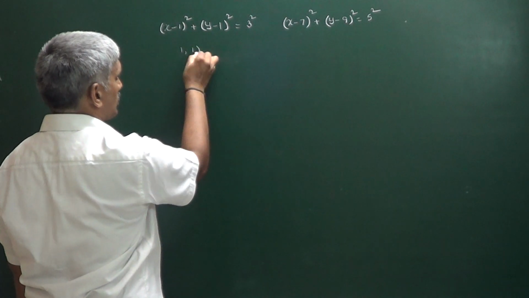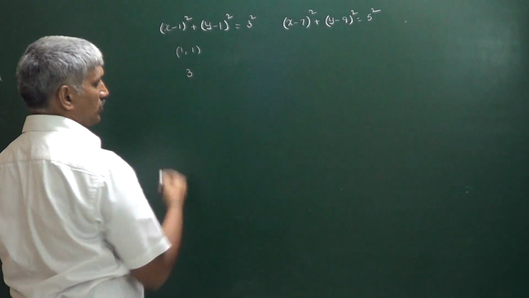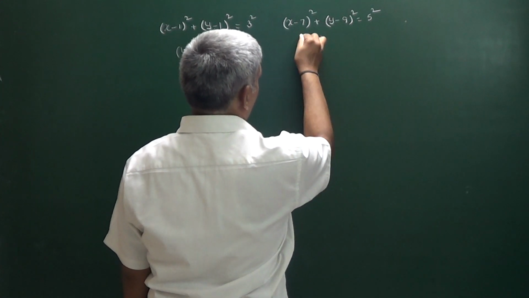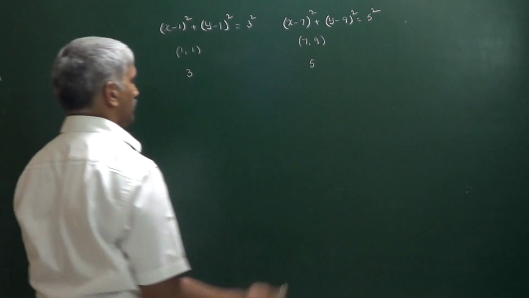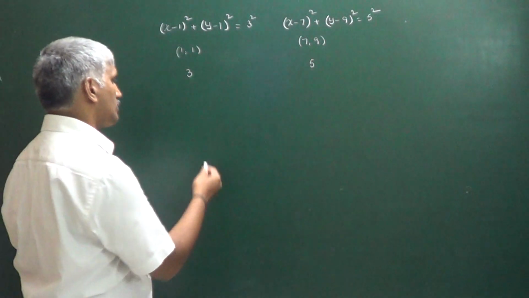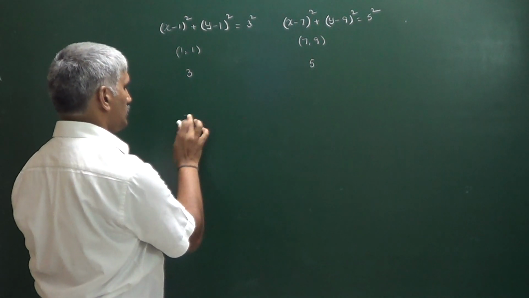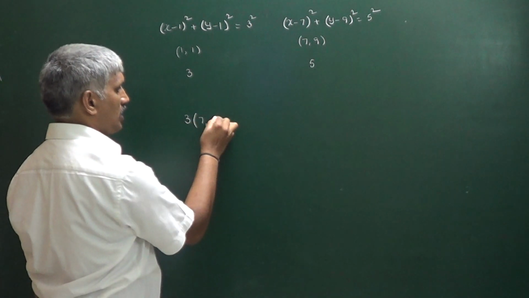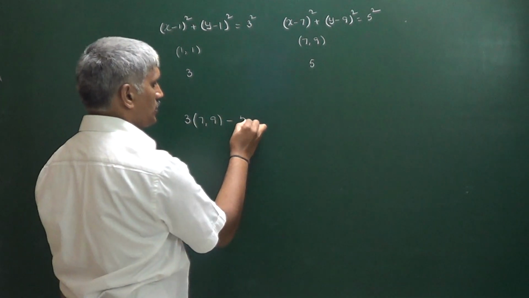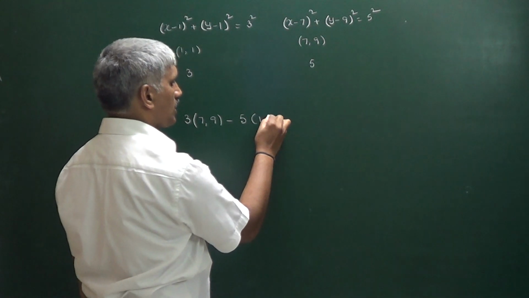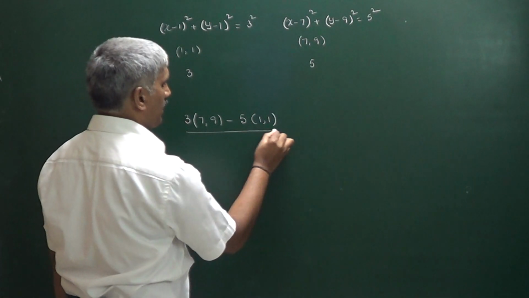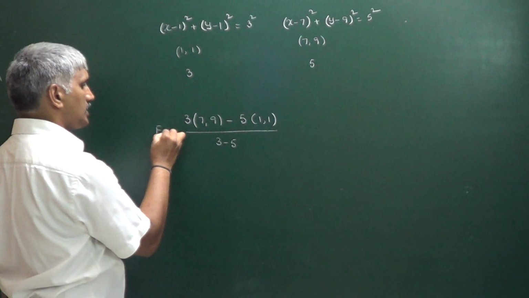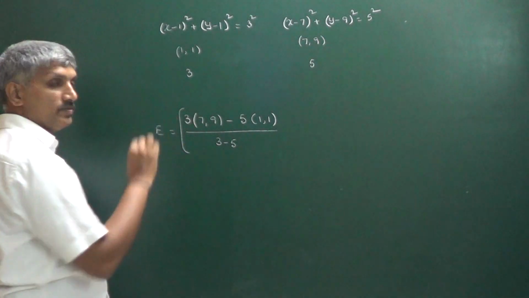Here the center is (1, 1) and the radius is 3, whereas here the center is (7, 9) and the radius is 5. So how do we find the external center of similitude? It is [3 × (7, 9) − 5 × (1, 1)] divided by (3 − 5). That is the external center of similitude, right?